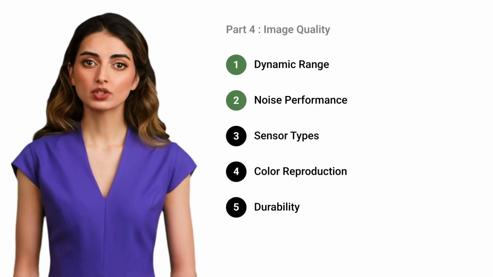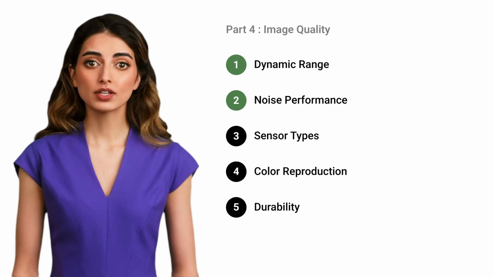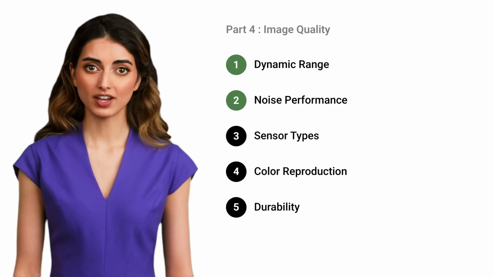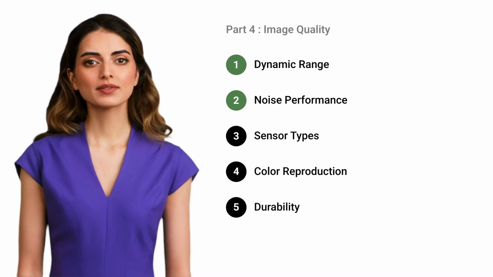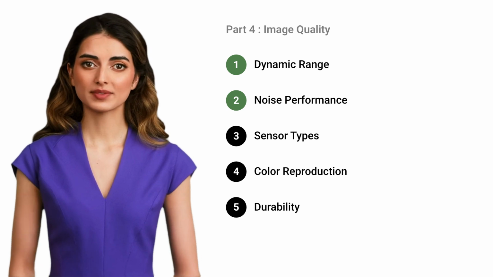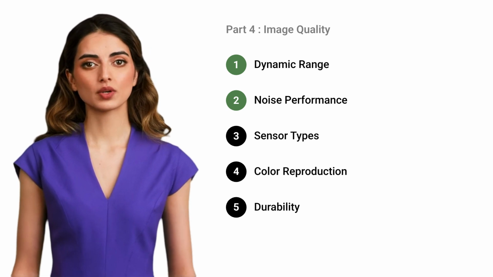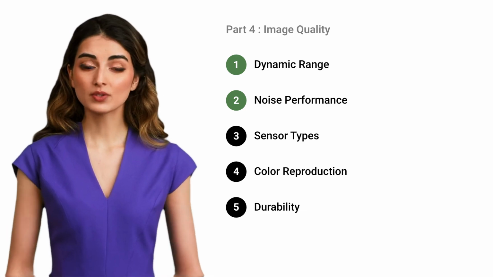We have now completed noise performance and understood how noise, signal quality, and motion blur can affect image clarity. Let us now move to sensor types. In this section, we will look at color and monochrome sensors and understand how the right sensor choice depends on lighting conditions and the vehicle's mission requirements.